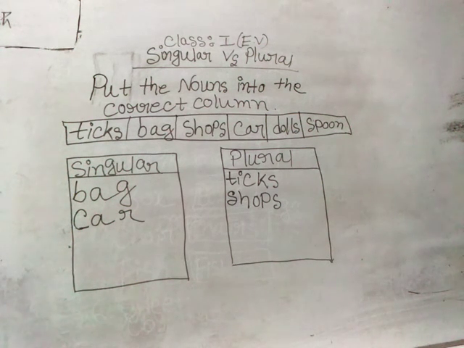But right now here we can see an extra S with the word D-O-L-L-S. So seeing the S, we need to put it in which column? Remember, seeing the S, we should put it into the column plural. So after the shops, we should add here dolls also. Okay, babies. So please write it down right now. So we are done with dolls. Now our next clue is a spoon.